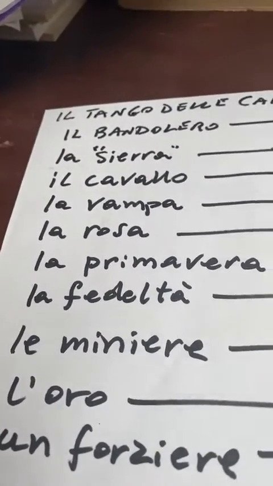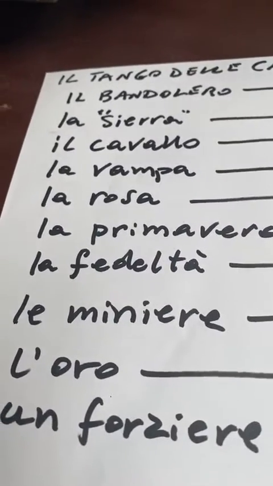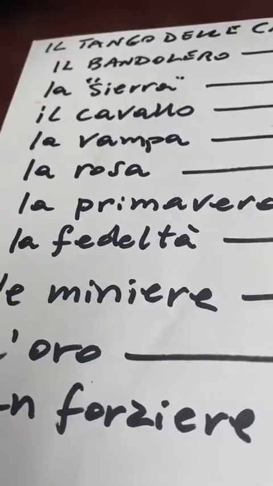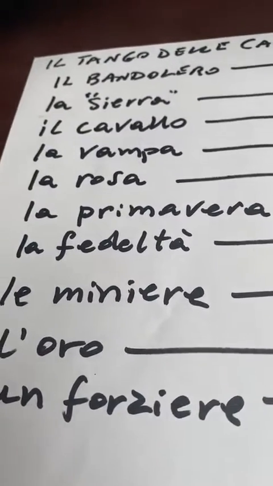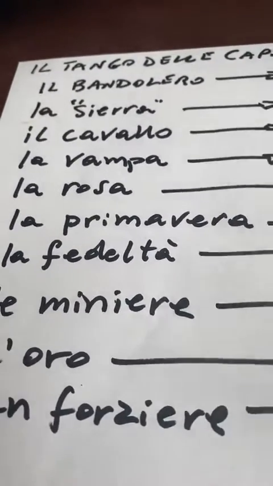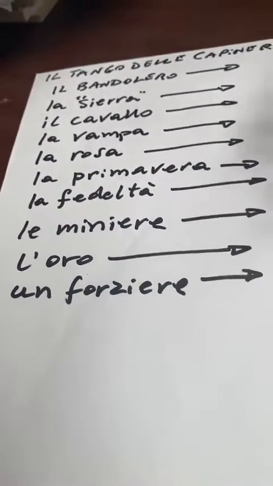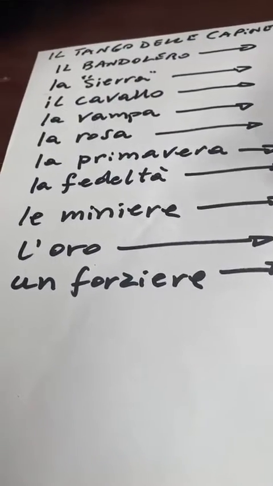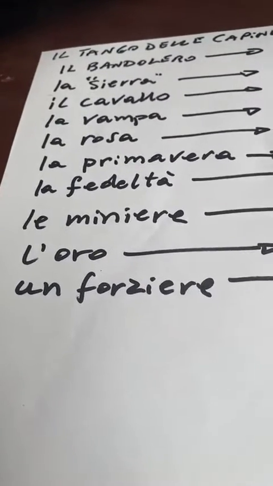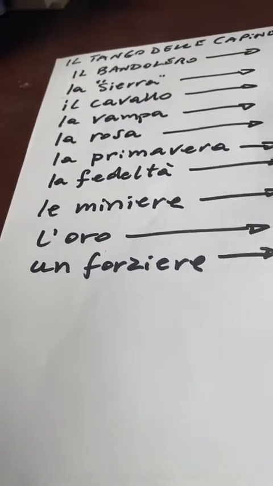La sierra is the hills, coming down, hilly country. Il cavallo, the horse. La vampa is like the flame of a rose, more in terms of color. La rosa, the rose. La primavera, spring. La fedeltà, faithfulness. What a lot of people believe in, and some people don't believe in it at all.